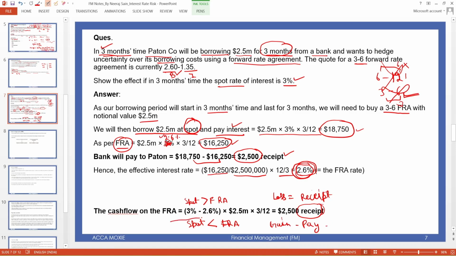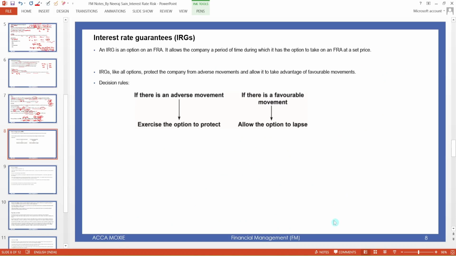So which one is the case? This is not the case in our exam. In this question, the spot rate is currently higher than the forward rate, which means we have a loss, and this loss will be compensated by the bank paying us. How much? 2,500 we will receive from the bank. I hope you can understand this easily from my explanation, and don't worry too much. This is our calculation in the exam. Okay, so let's do next.